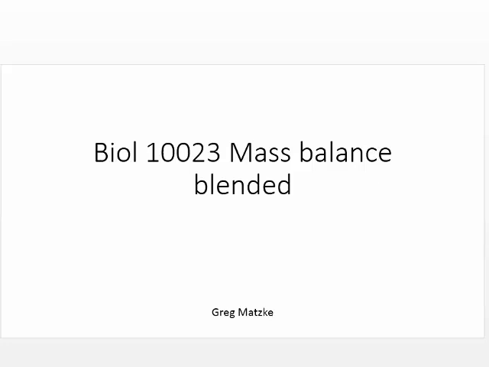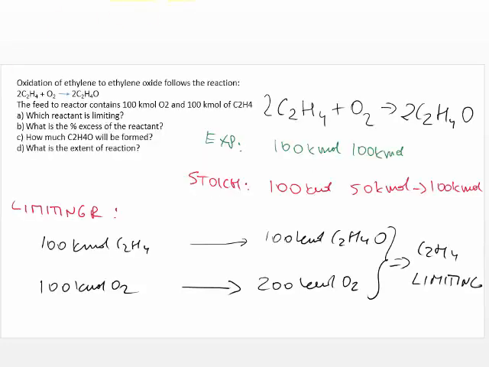Mass balance problems, blended component. In this example, we will review the definitions of the limiting reactant, excess of the reactant, and the extent of the reaction. Oxidation of ethylene to ethylene oxide follows the reaction.